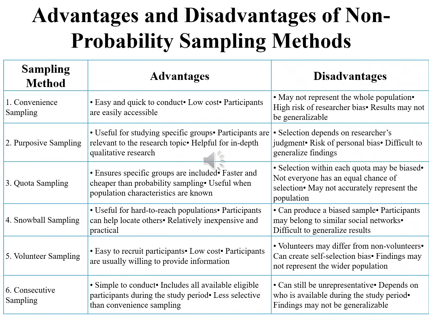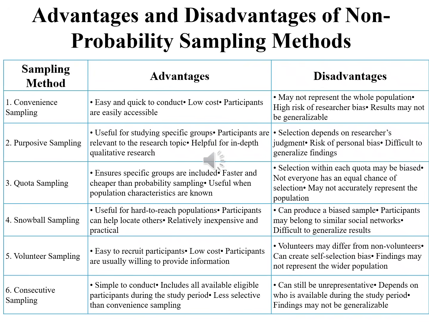Then we are having quota sampling. Now, what are the advantages of quota sampling? It ensures that specific groups are included, it is faster and cheaper than probability sampling, and it is useful when researchers know the population's characteristics.